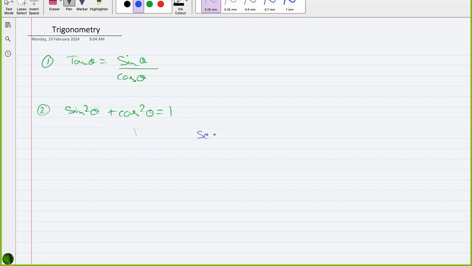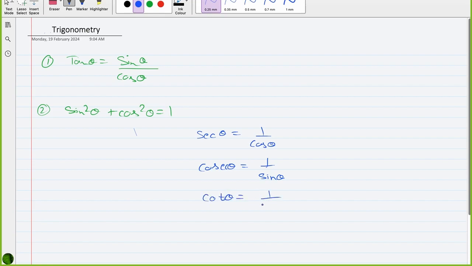and where we know secant theta is equal to 1 over cos theta, cosecant theta is equal to 1 over sin theta, cot theta is equal to 1 over tan theta.